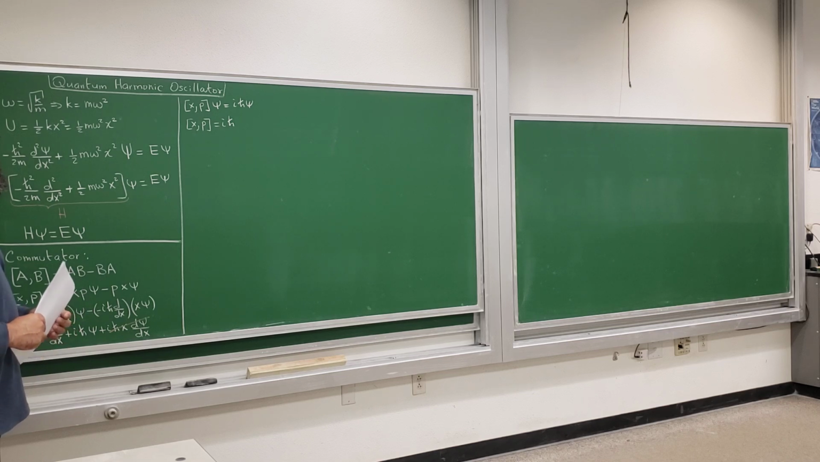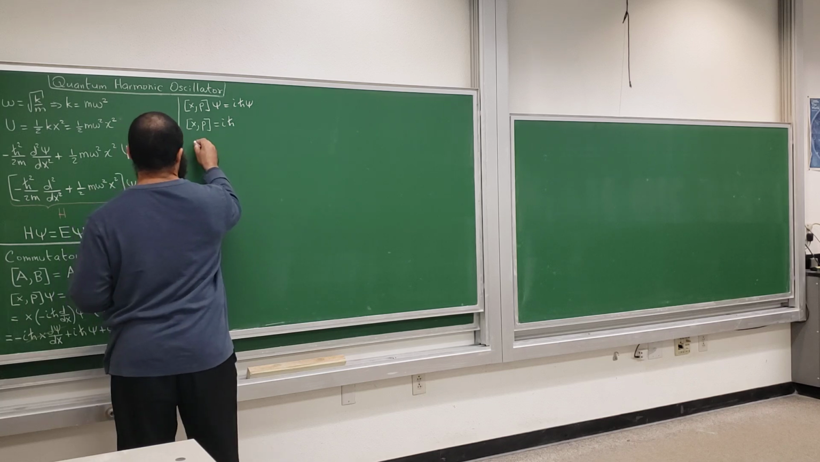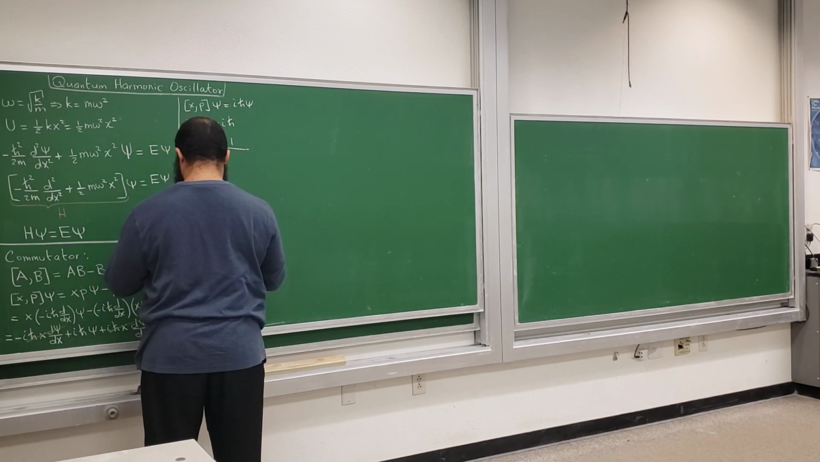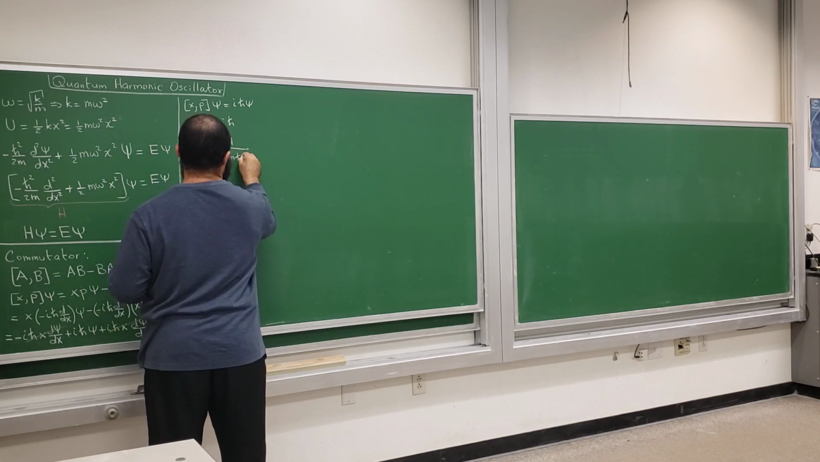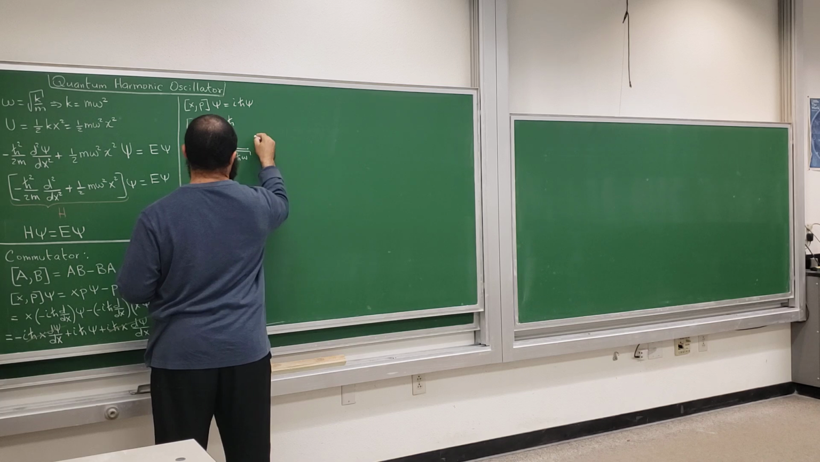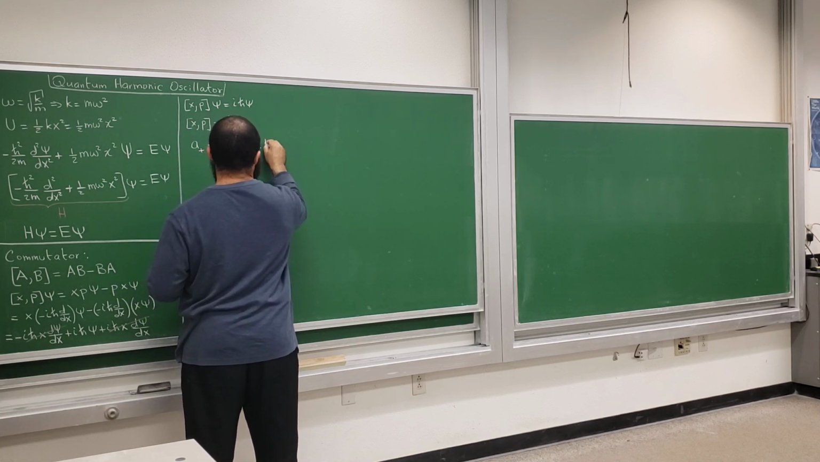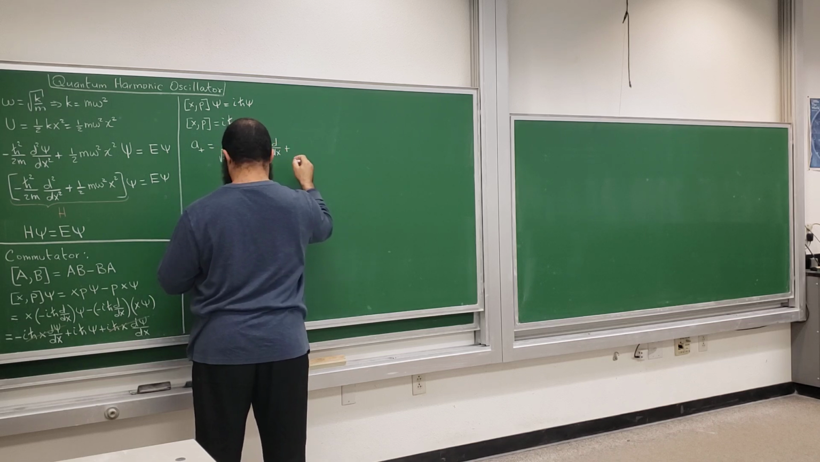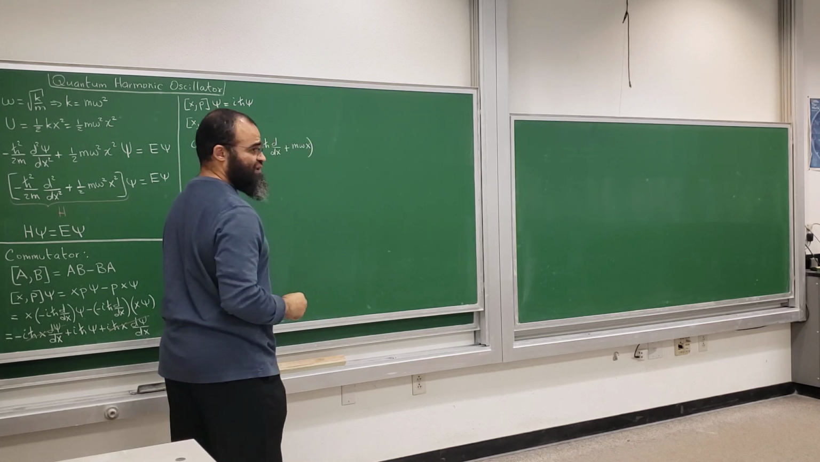Okay. All right. So here's what we're going to define. This a plus will equal 1 over the square root of 2m h bar omega, times minus h bar d dx plus m omega times x. That's a plus.